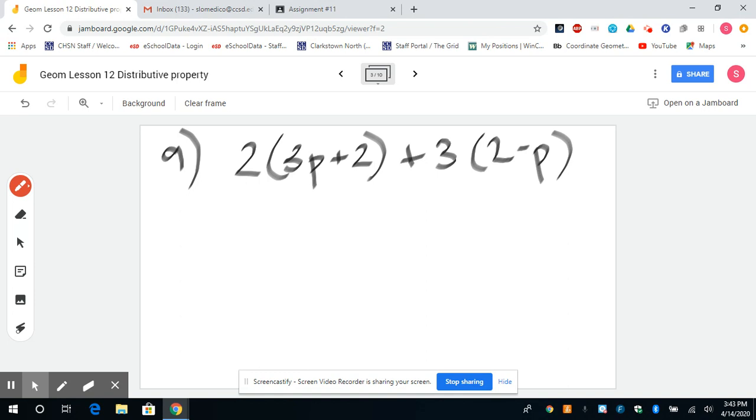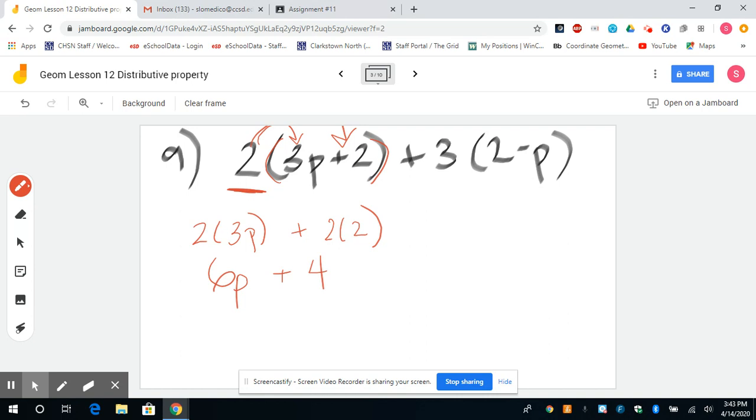Next one. So we have two things here to do, but we're still doing distributive property because we have a number outside a set of parentheses. So we're going to distribute the 2 only to this pair. Let's do that first. So 2 times 3p plus 2 times 2. So we get 6p plus 4.